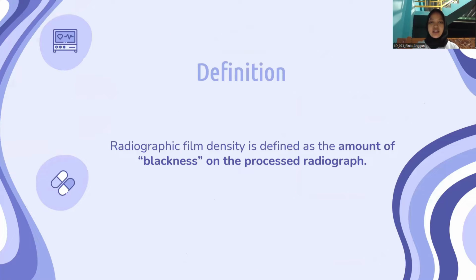To the slide definition. Radiographic film density is defined as the amount of blackening on the processed radiograph. When a radiograph with high density is viewed, less light is transmitted through the image.